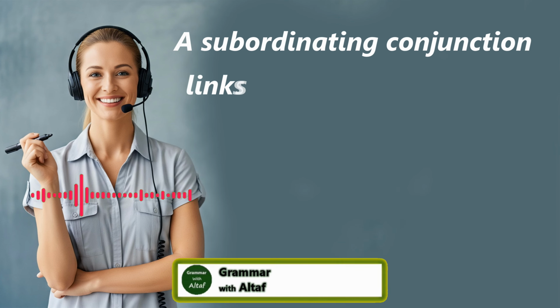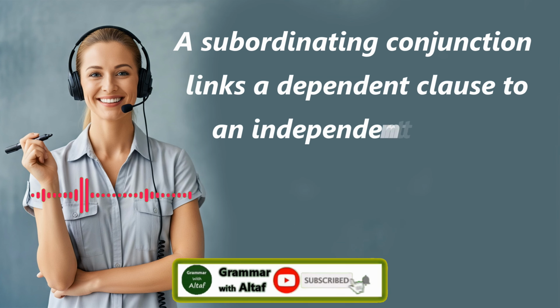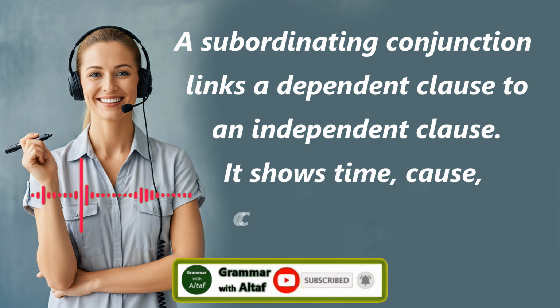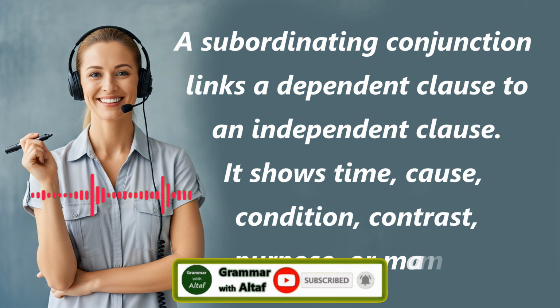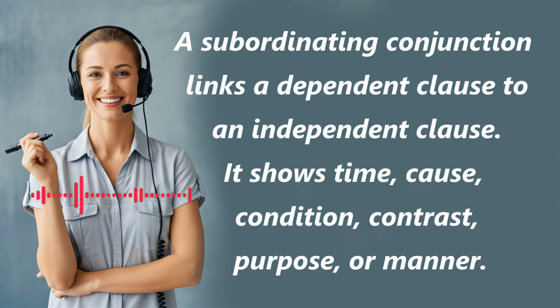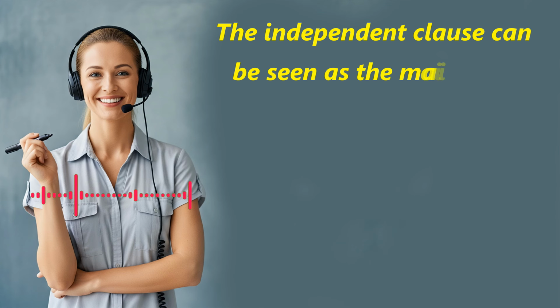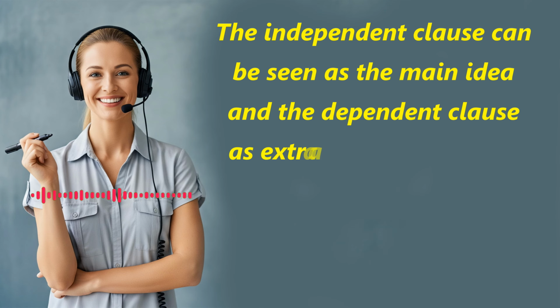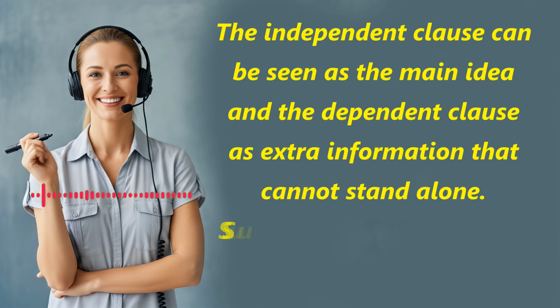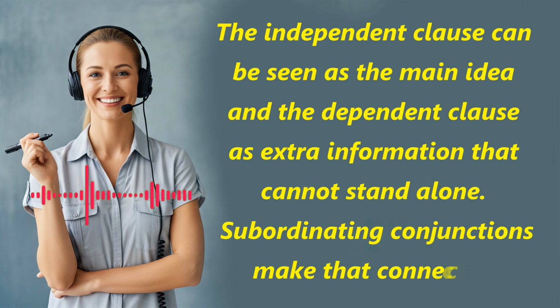A subordinating conjunction links a dependent clause to an independent clause. It shows time, cause, condition, contrast, purpose, or manner. The independent clause can be seen as the main idea, and the dependent clause as extra information that cannot stand alone. Subordinating conjunctions make that connection.